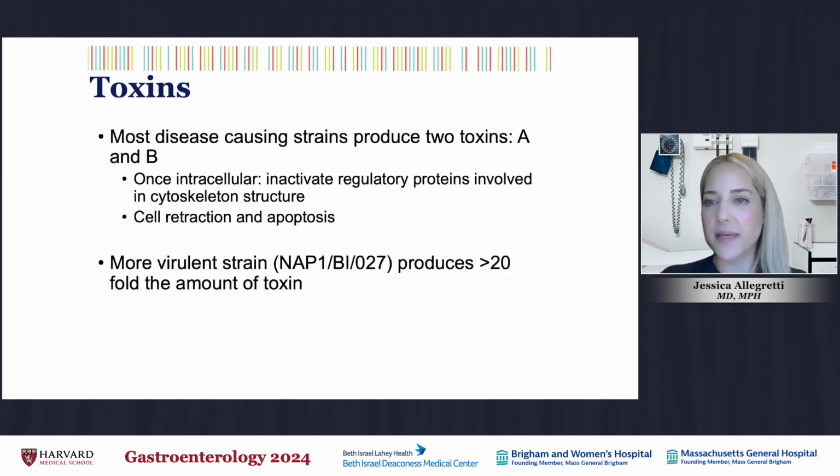Most disease-causing strains will produce toxin A, B, or both, and these just cause a lot of cell destruction and death. So think mass apoptosis. And when we talk about pseudomembranes, that's really what you're looking at, essentially a pus bubble. We know that there are more virulent strains, such as NAP1, that can produce up to 20-fold the amount of toxin. And so when patients are infected with these strains, they tend to be fulminantly ill and often in the ICU.